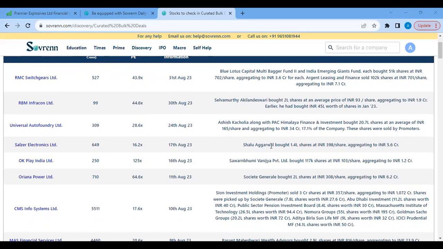Which company was purchased by Blue Lotus Capital Fund? Nawaz Bhai and Sayan Bhai have answered it correctly. It's RMC Switchgear. Which company was purchased by Society Generale at 308 per share? Ranjit Bhai has answered it correctly. It's Oriana Power.